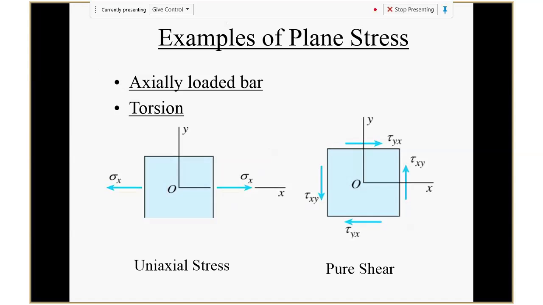Because it's so common, we have a name for this one, called uniaxial stress. The stress is only in one direction. Okay, that's one. Now look at the picture on the right.